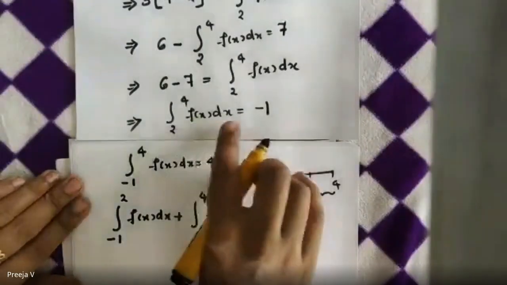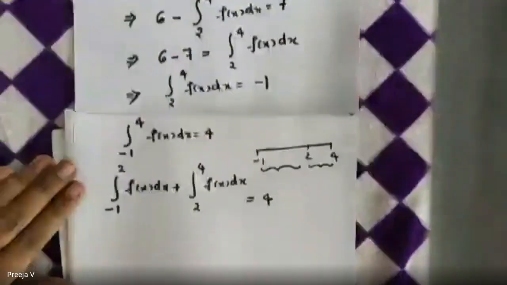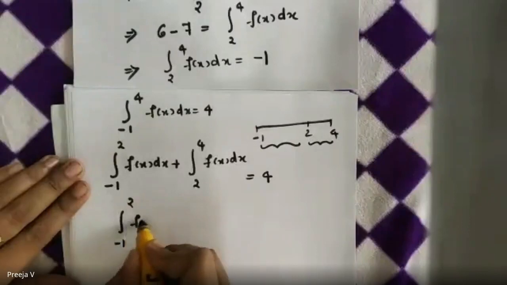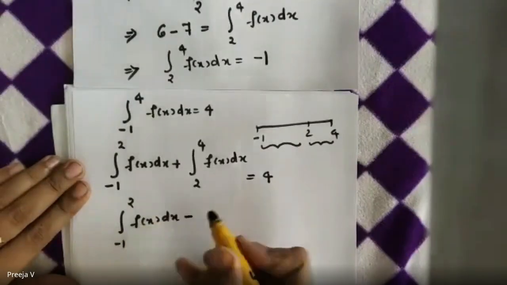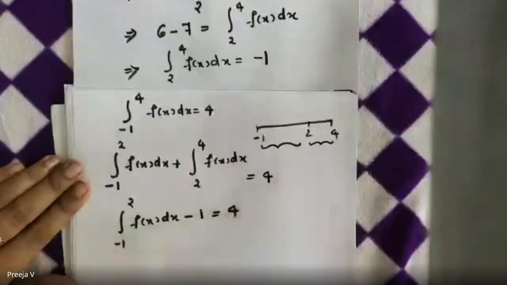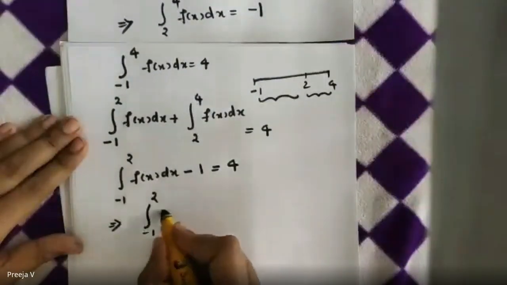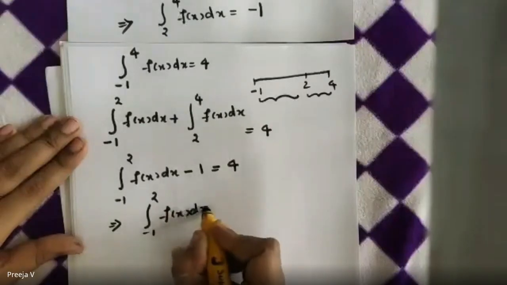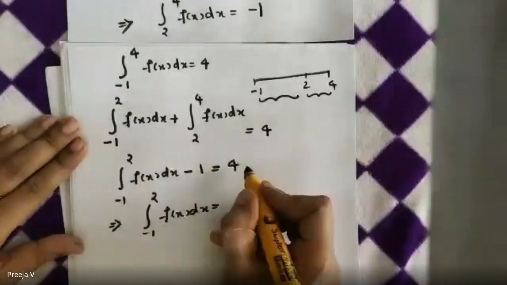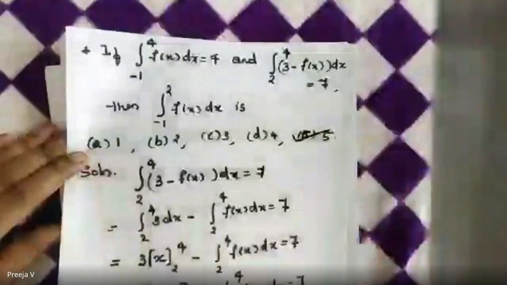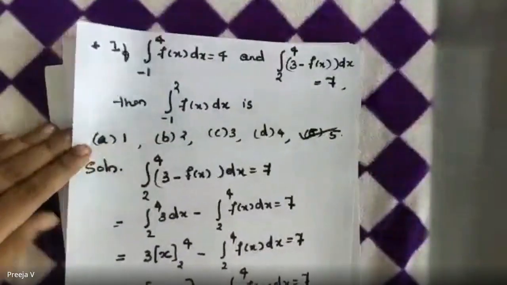2 to 4 f of x dx ന്റെ വാല്യൂ ആണ് നമുക്ക് ഇപ്പോൾ കിട്ടിയിരിക്കുന്നത് -1 അല്ലെ. സോ integral from -1 to 2 f of x dx -1 equal to 4, or integral from -1 to 2 f of x dx equal to 4 -1, right side ലോ വരുമ്പോൾ +1, now that is 5. 5 is the answer, fifth option. Clear?